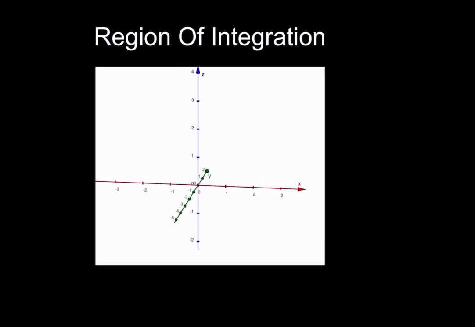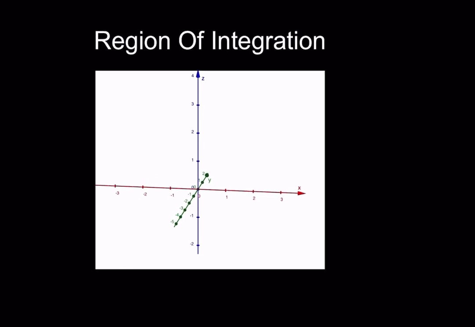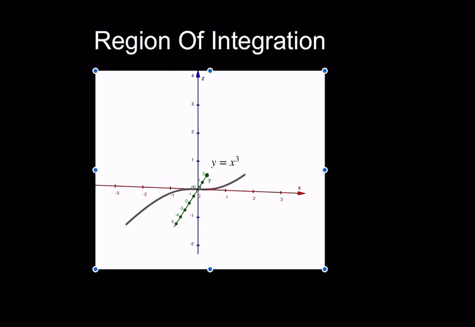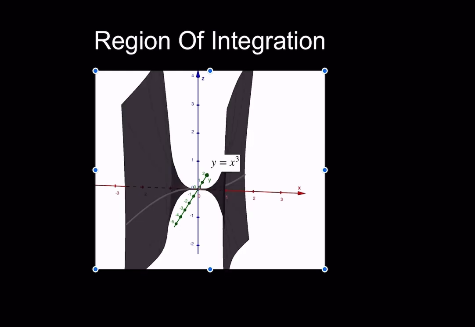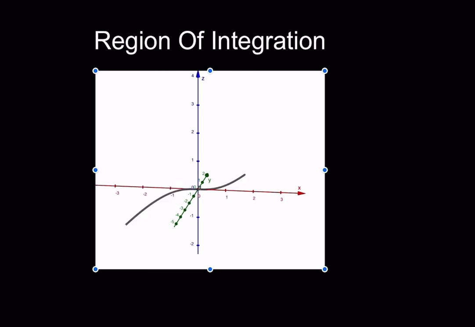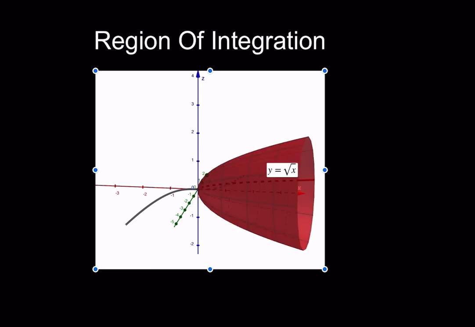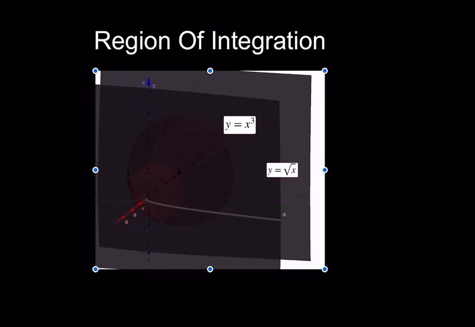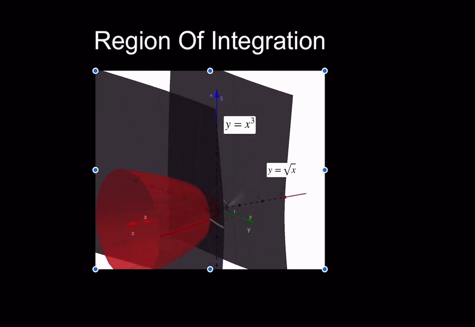Let's find the region of integration for the given curves. y equal to root x rotated about the x-axis, y equal to x cube rotated about the x-axis. Now visualize both the curves simultaneously. This is the required solid.